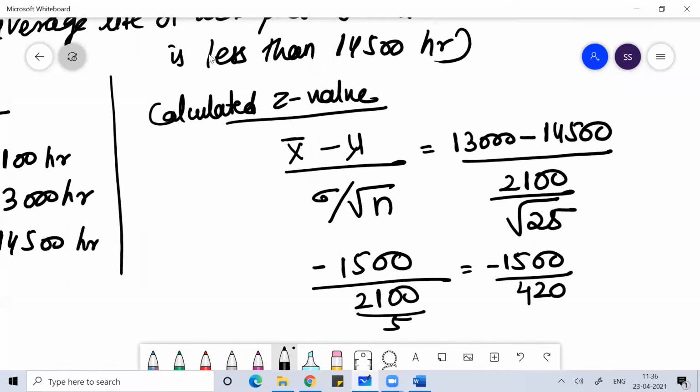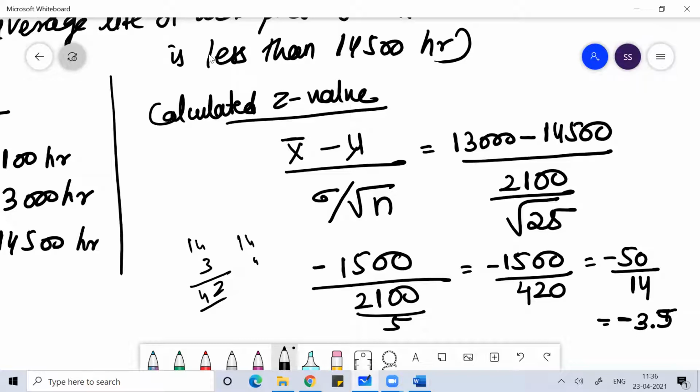So you can solve it further. This is minus 150 by 14, so you can solve this. 14 threes are 42, 14 fours are 56, then 80. 5 times 14 is 70, then 100. 14 sevens are 98, then 21. So around minus 3.571 you will get.